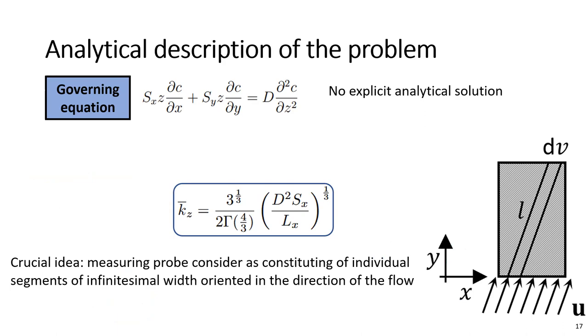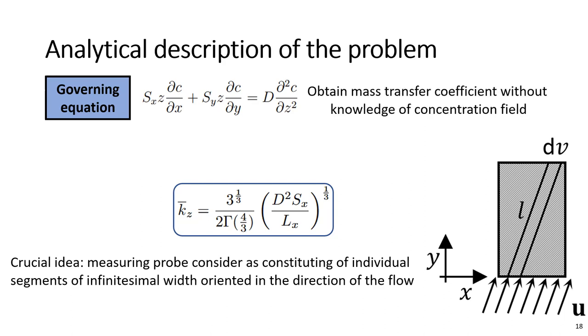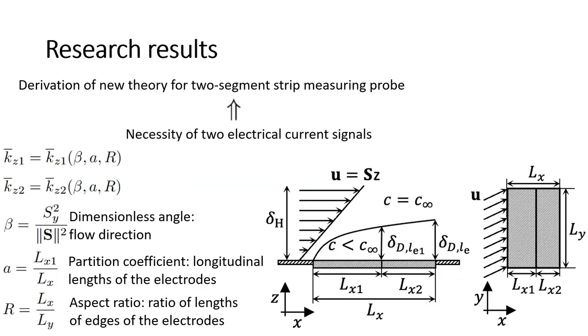Another, the most important idea from the whole theoretical approach is the following. We can consider the measuring probe in such a way that it consists of individual measuring probes which are oriented in the direction of the flow and are of an infinitesimal width. That means even when we don't know the concentration profile for the case of this partial differential equation, we can obtain the mass transfer coefficient on the basis of this, and that is what we did in our research.